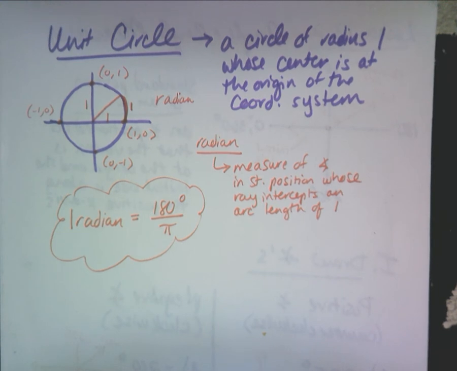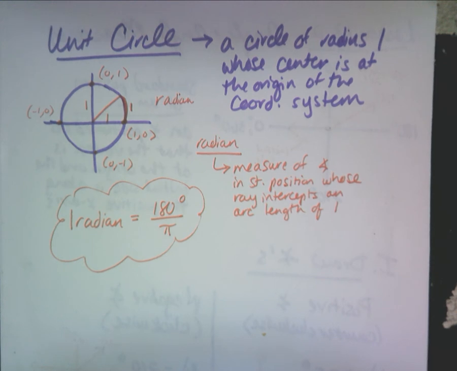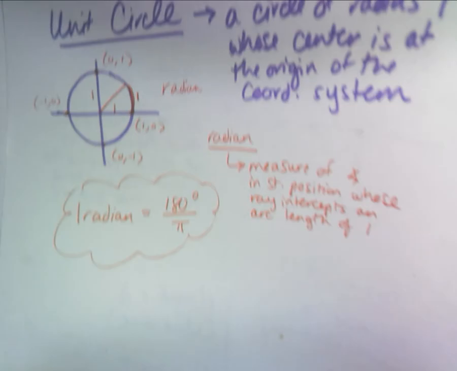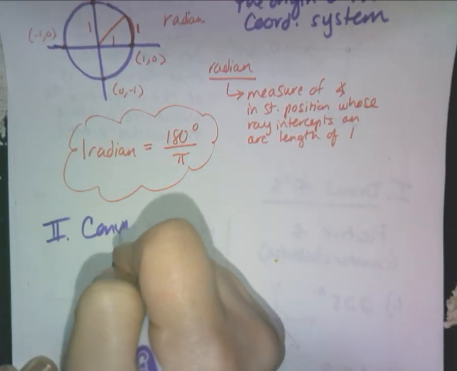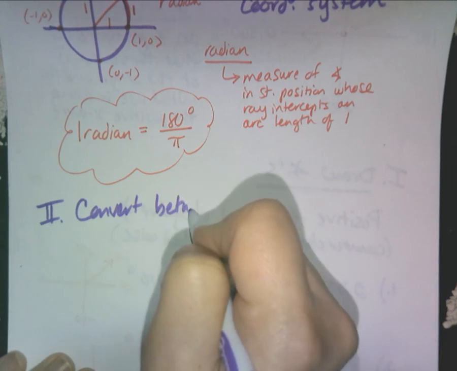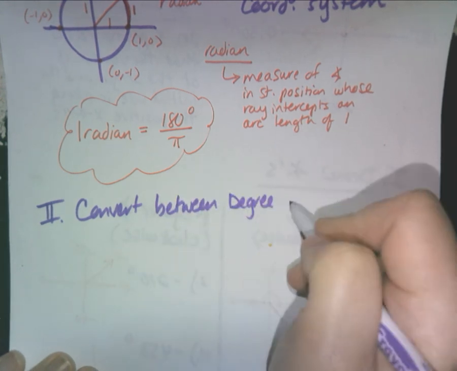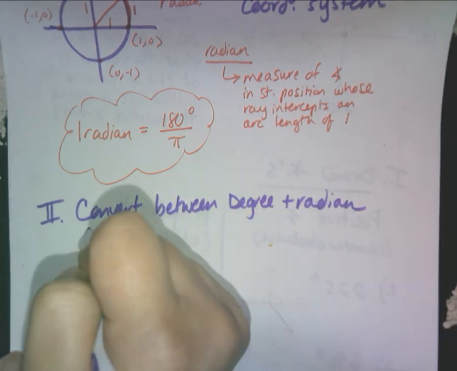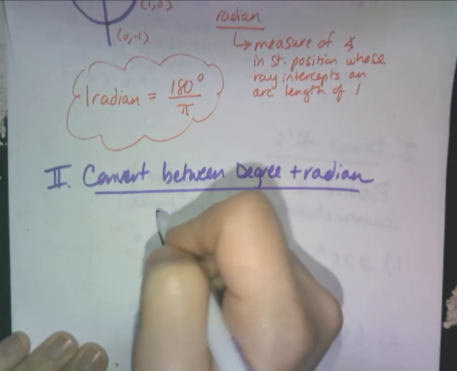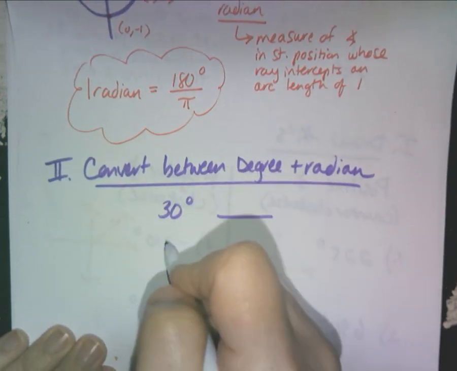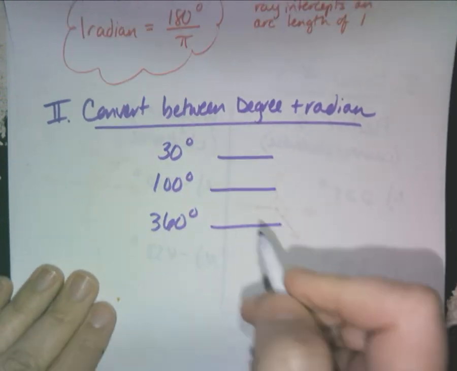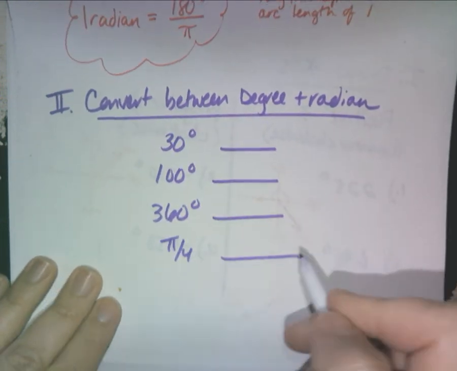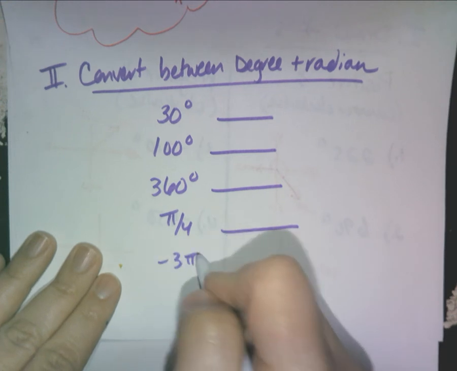So this is the second part of your homework tonight. You have to convert from degrees to radians, from radians to degrees, which I believe you did last year with Davis. If I'm correct. Am I correct? You did do that? Good. Just to refresh you though, let's go over these. Convert between degree and radian. And let me give you a few of these: 30 degrees, 100 degrees, 360 degrees, pi over 4, negative 3 pi over 2.